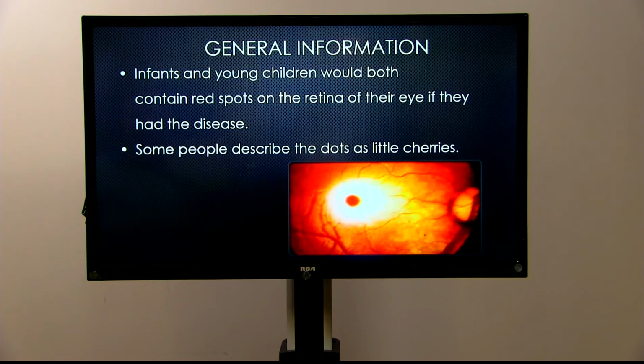Some more general information. Infants and young children would both have red spots on the retina of their eye if they had the disease. Some people describe the dots as little cherries.